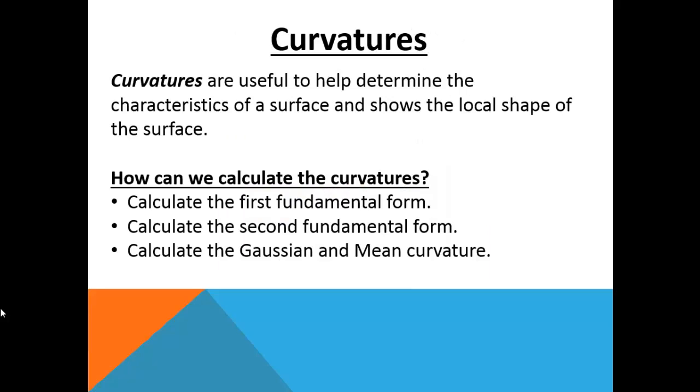Another way to show if our surface is minimal is to calculate the curvatures. The curvatures that we will be calculating will help determine the characteristics of the surface. So, how can we calculate these curvatures? Well, we have to calculate the first and second fundamental forms. These calculations will then help us calculate the Gaussian and mean curvature.